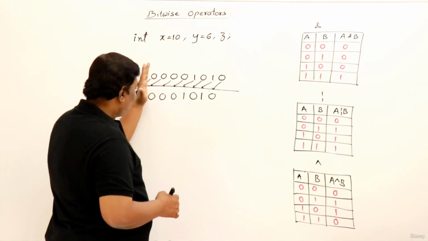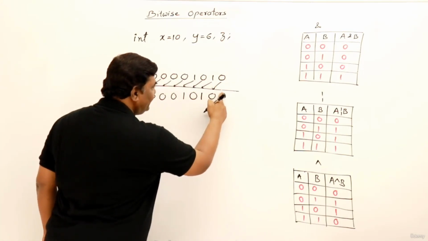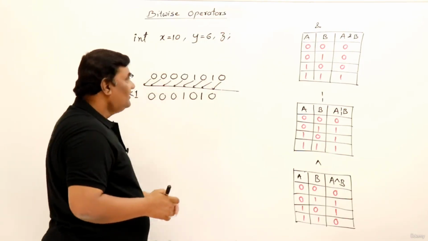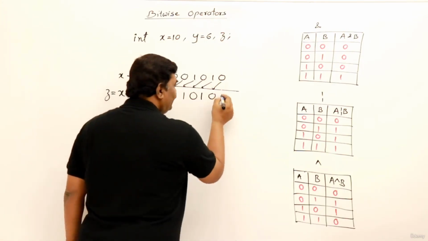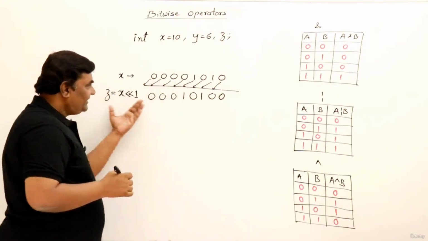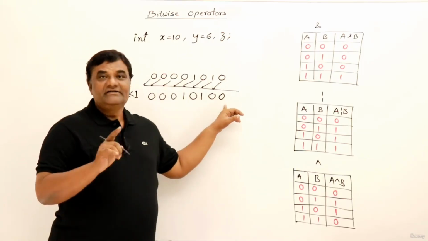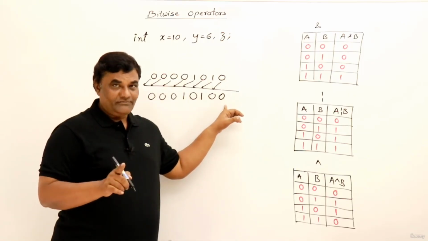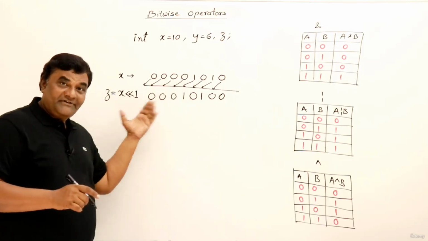Now, if you look up to here, this bit is vacant now, so that will be automatically filled by 0. So when you are shifting, one of the bits gets vacant, and that has to be filled with 0. So all the bits are shifted by one place.